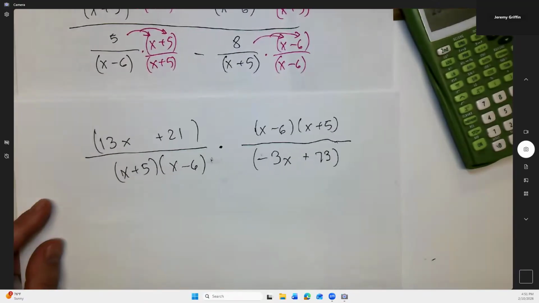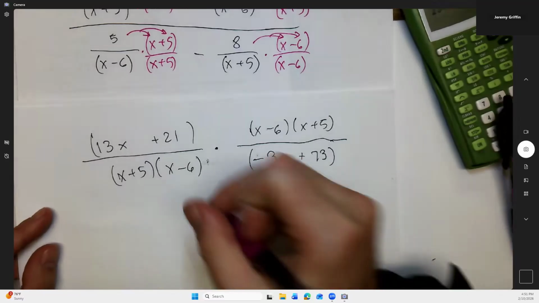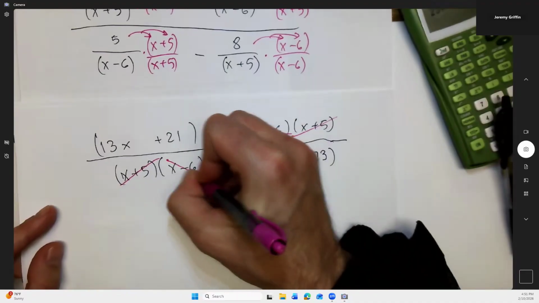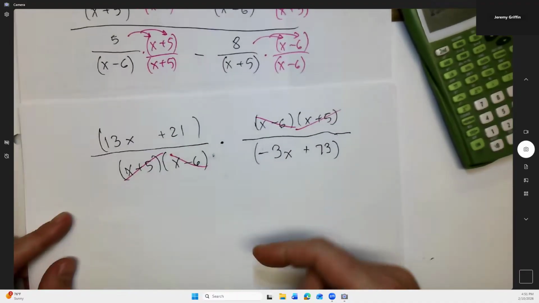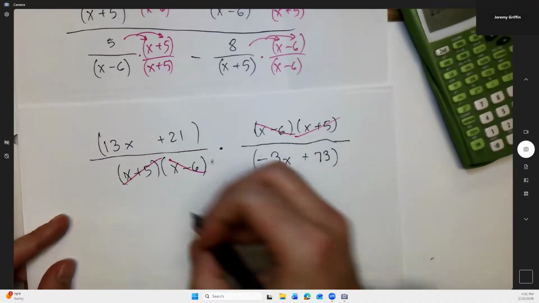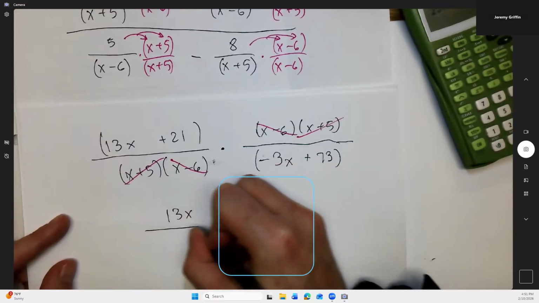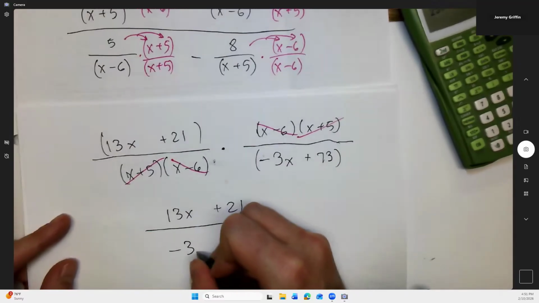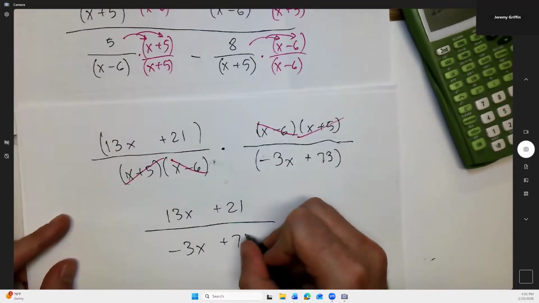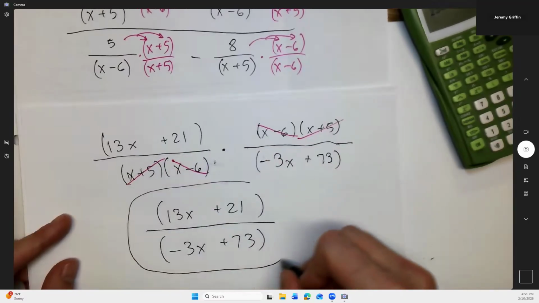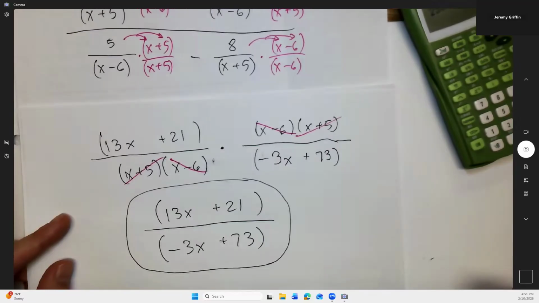All right, you good? And then last step is let's shove this all together. Got 13x plus 21, all divided by negative 3x plus 73. Looks pretty good right there.